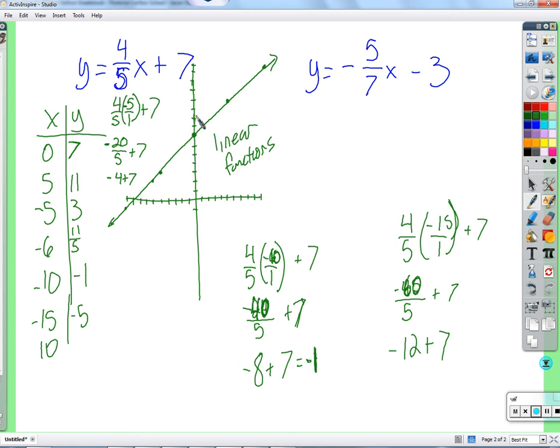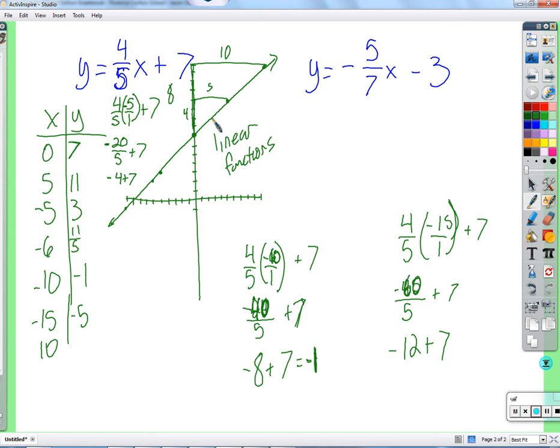And we don't have to go up 4 and over 5, we could go up 8 and over 10. That's the same thing, it's the same ratio of up to over, rise to run, vertical to horizontal. Smaller, we went up 2.5. 2 and 2.5. Still, it's a 4-to-5 ratio.